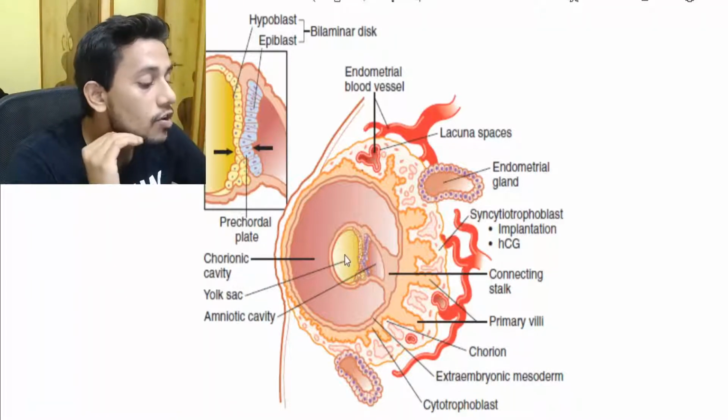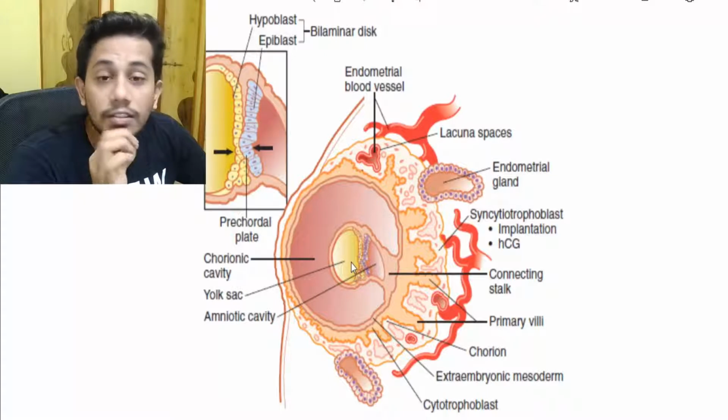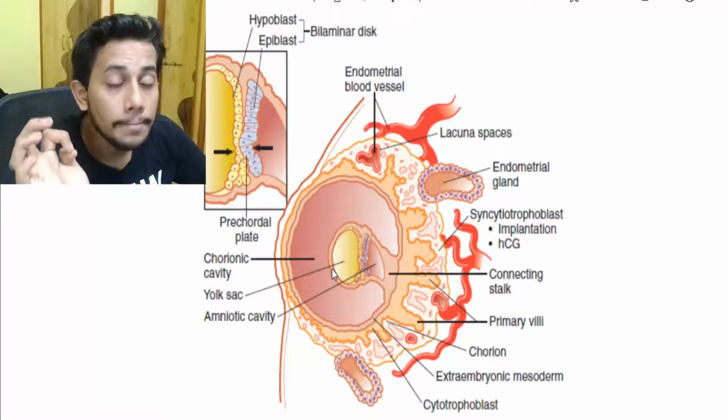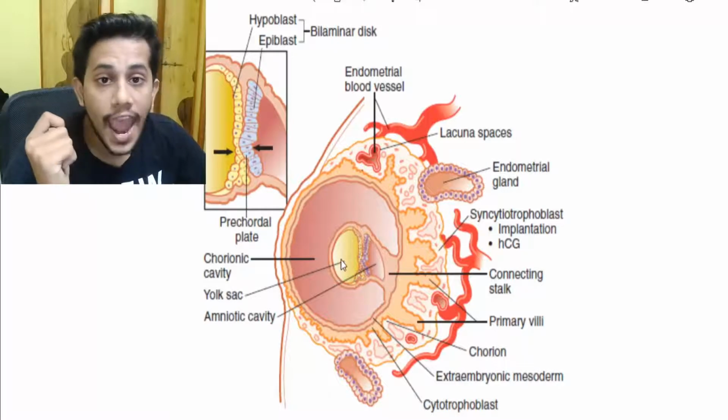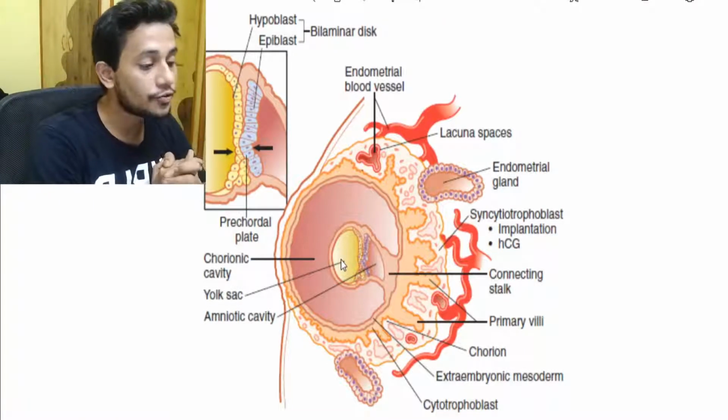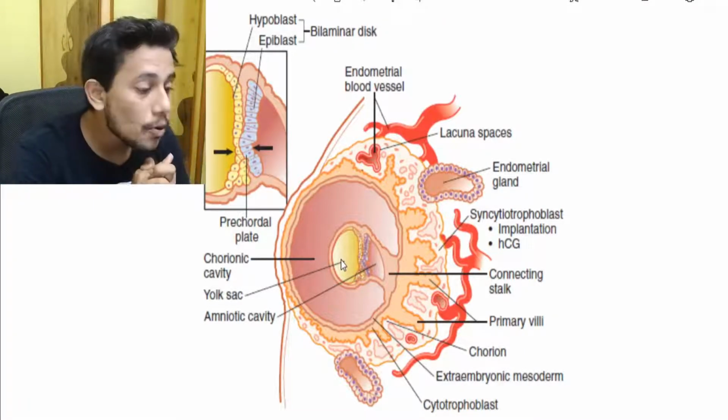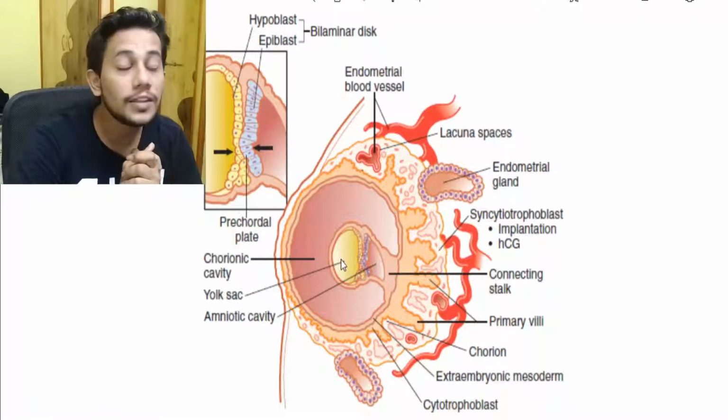Now moving on to this. The embryoblast cell divides into two different types of cell, hypoblast and epiblast. Now let me enlarge it for you and rotate it. Why is it hypo and epi? Let me explain it to you. By the power of magic.